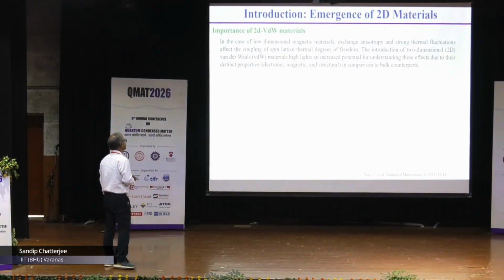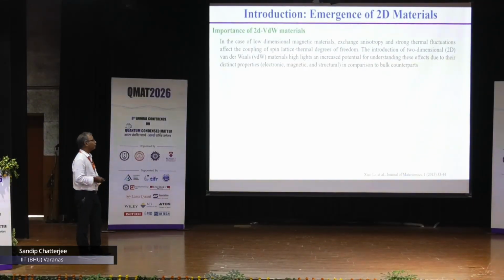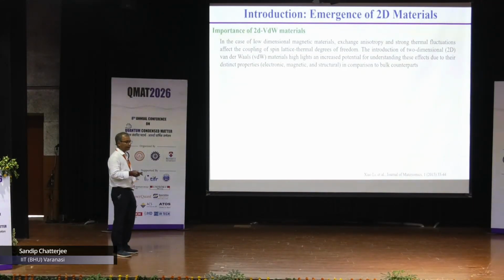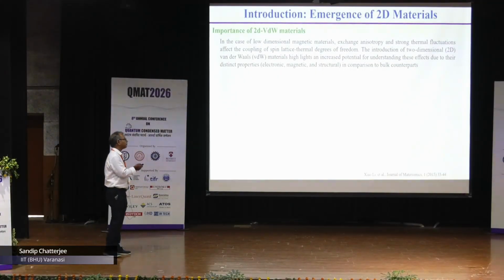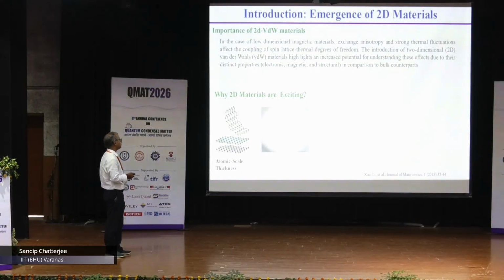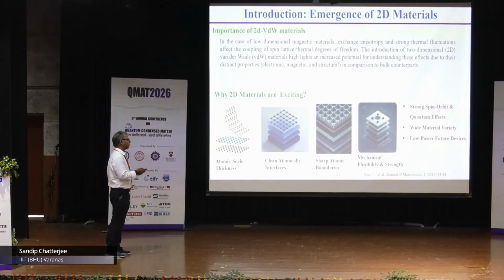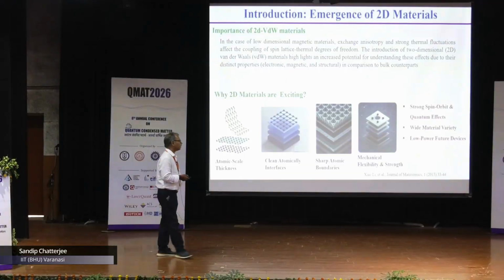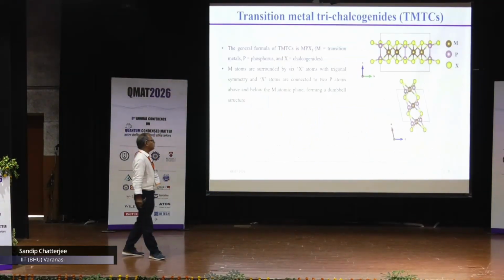So why 2D materials? In low dimensional materials, exchange anisotropy and strong thermal fluctuations affect the spin, lattice and thermal degrees of freedom. The introduction of 2D van der Waals materials has the potential for understanding these effects because of their distinct properties compared to bulk counterparts. 2D materials are interesting because of strong spin orbit and quantum effects, wide material variety, and low power devices.